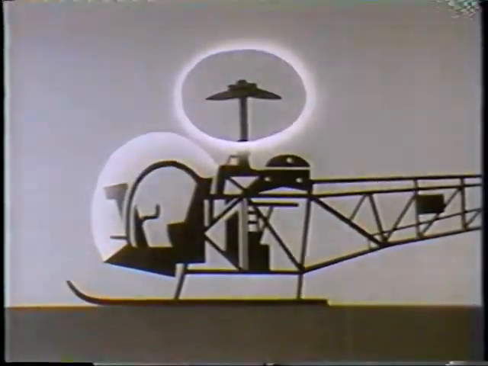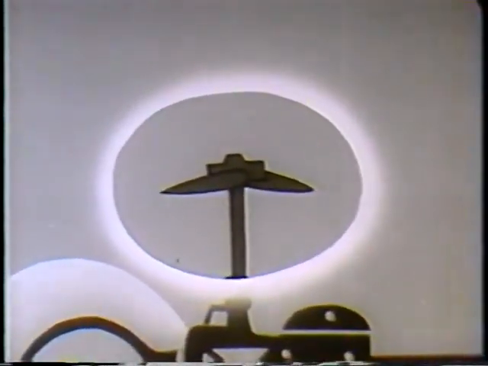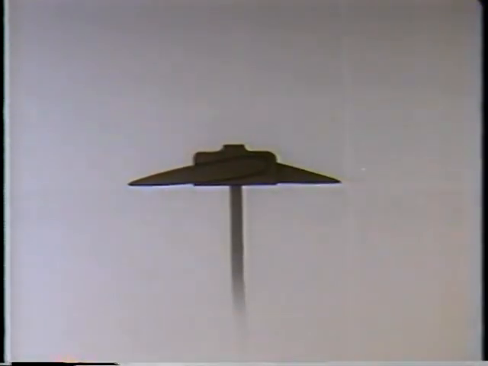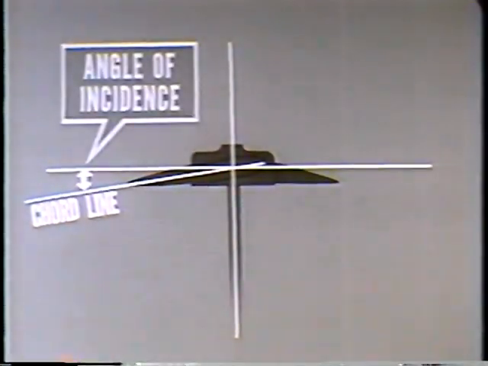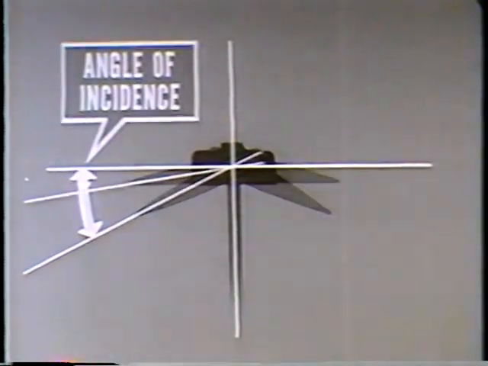Now let's take a closer look at rotor blade angle of incidence. In broad terms, a rotor blade's angle of incidence is the angle between a reference line of the helicopter and the chord line of the rotor blade. Remember that rotor blade angle of incidence may be increased or decreased by the pilot.